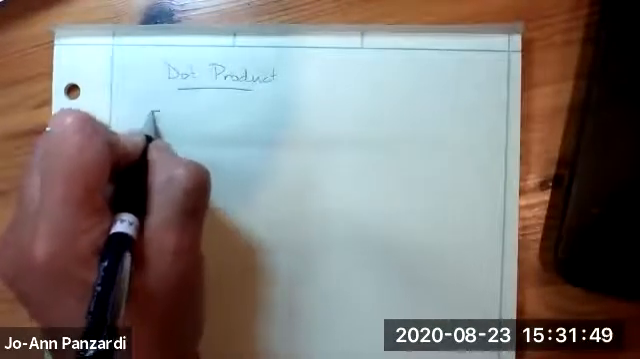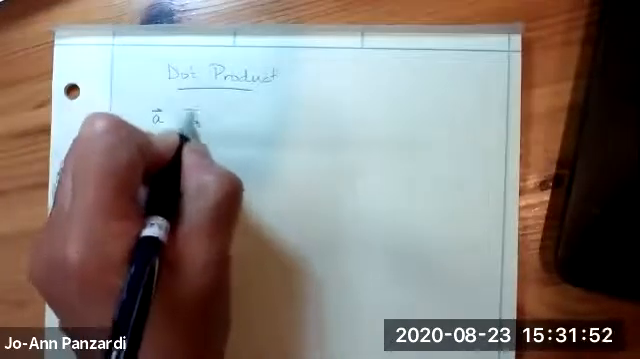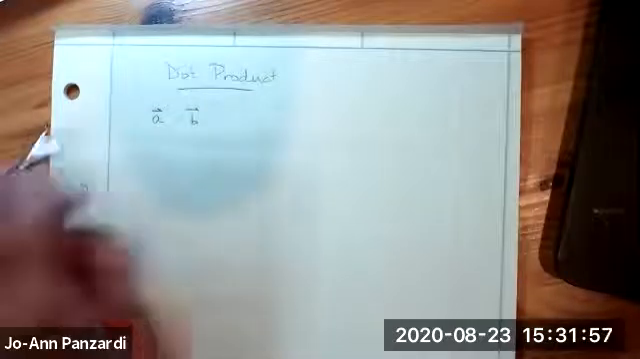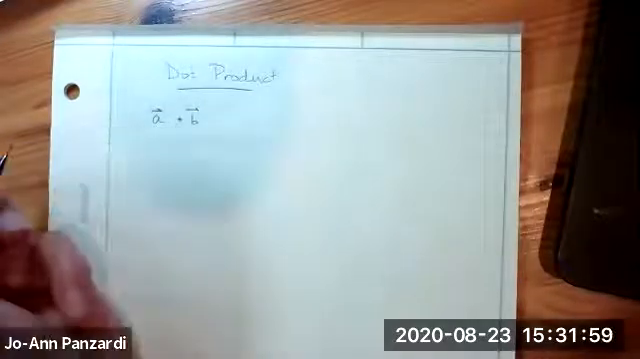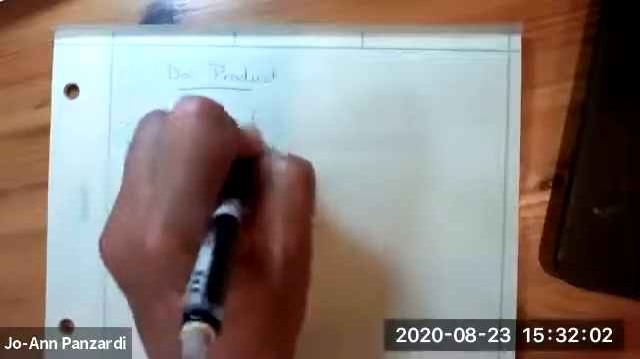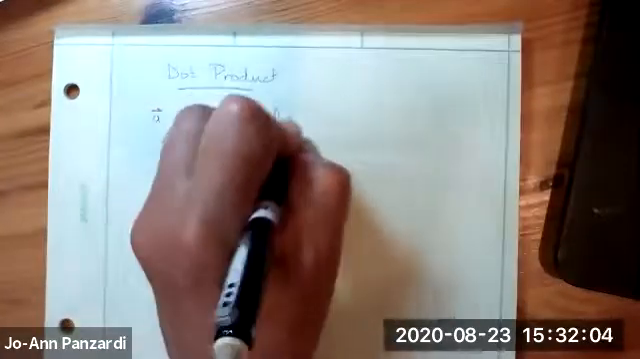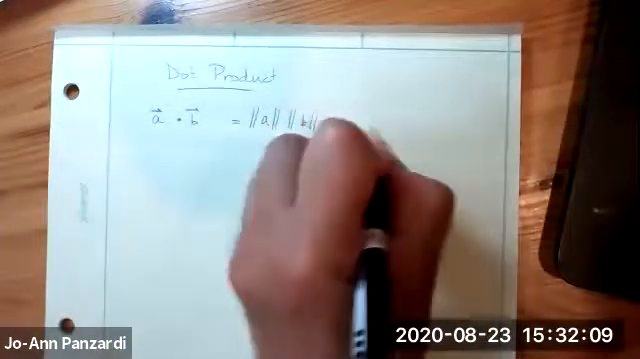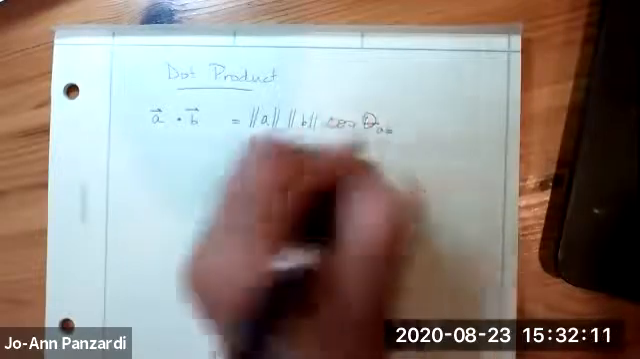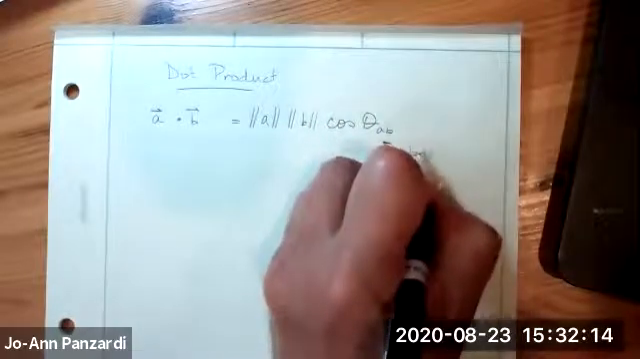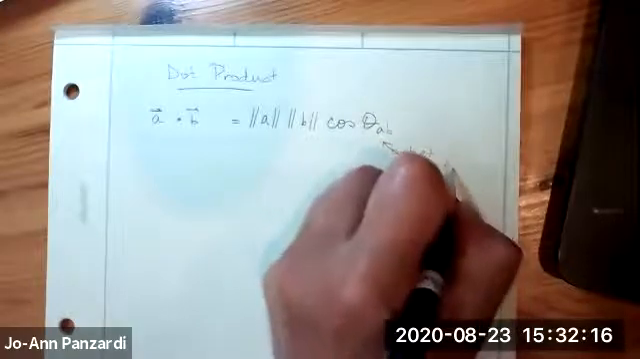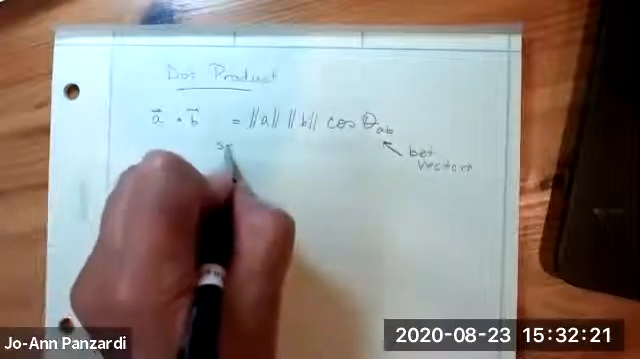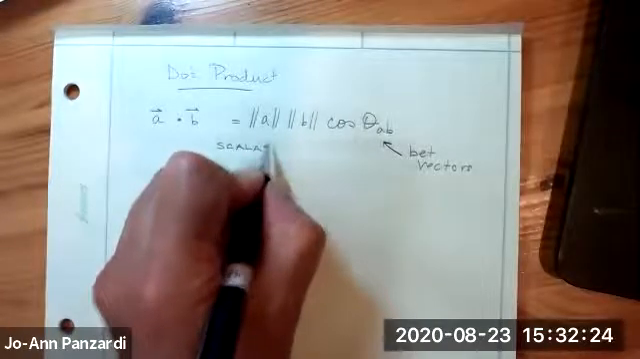So let's say we have vector A and we have vector B. If we wanted to dot vector A and vector B, there were two different ways. One way is by taking the magnitude of vector A, multiplying it by the magnitude of vector B, and multiplying it by the cosine of the angle between those two vectors. And what does this give you? It gives you a scalar value. The solution is scalar. It has no direction.